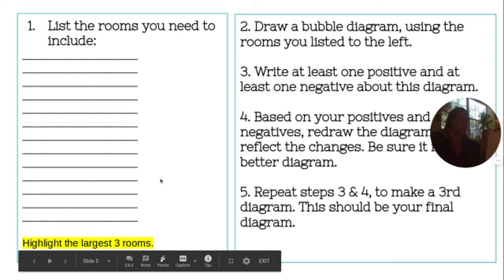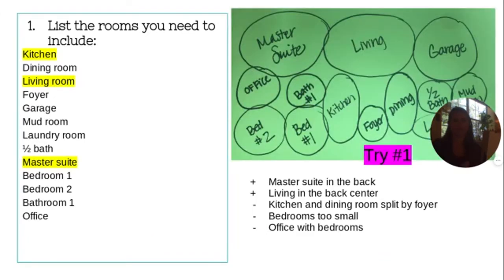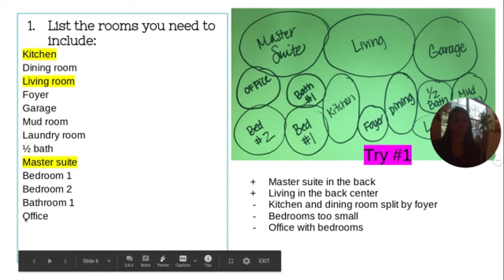Okay, what I would like you to do next is to list the rooms that you want to include in the home that you would like to design for your practice. And when you've got a list made, you're going to highlight or star or circle the 3 largest rooms. Okay, so here's my list. Ignore this, we're going to do it together. But here's my list. And you can go off of this if you want to, or you can change it up a little bit. I didn't do anything crazy, pretty basic stuff.